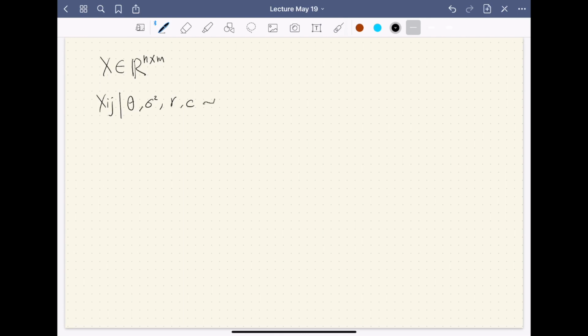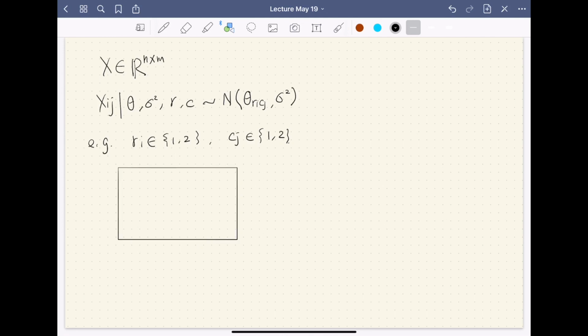So given all these parameters, the distribution is given by theta, R sub i, C sub j, and sigma squared. For example, one special case is R_i only takes 2 values, and C_j also takes 2 values. So in this simple example, we have 2 clusters for the rows and 2 clusters for the columns as well. If you look at the data matrix, it will have a checkerboard structure.